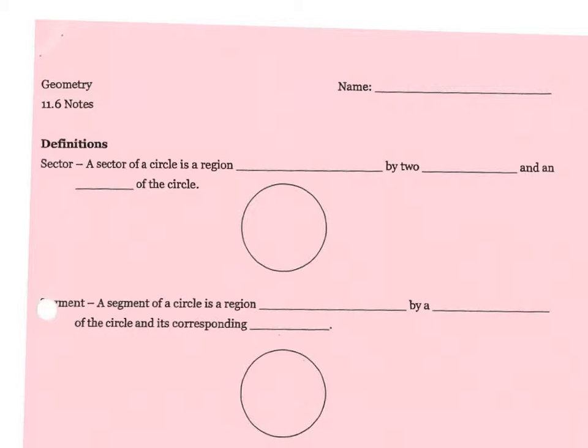11.6 notes for geometry. A sector of a circle is a region bounded by two radii and an arc. All right, so it's just like a piece of a pie. You have your two radii and your arc.